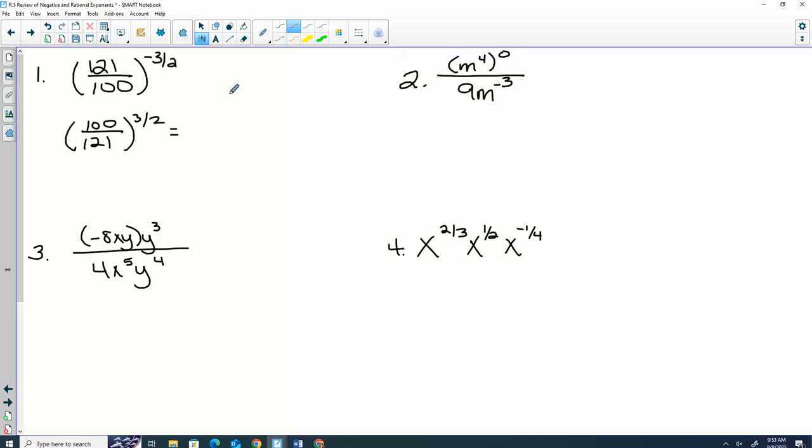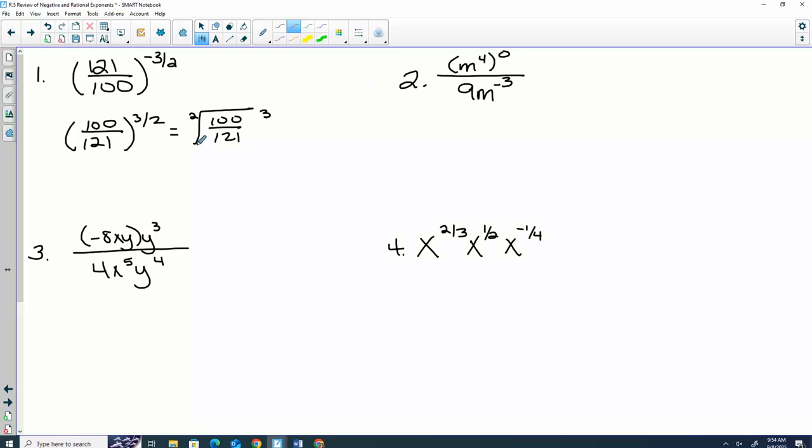So then, we talked about this property Friday, that a fraction exponent is really a radical. So the denominator is your index out here. The numerator is your power. And so then we could simplify this.